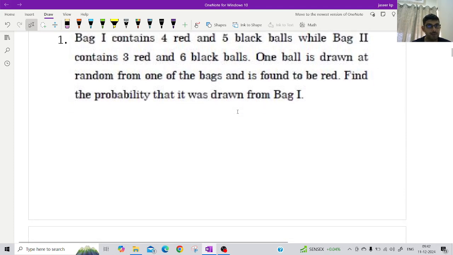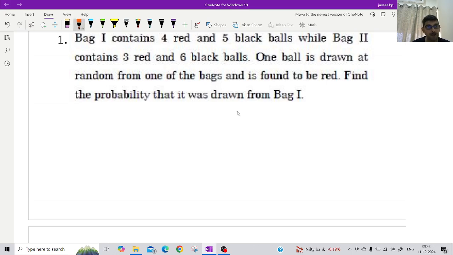So this is the first problem. Bag 1 contains 4 red and 5 black balls, while bag 2 contains 3 red and 6 black balls. One ball is drawn at random from one of the bags and is found to be red. So there are two bags and we are selecting one of the bags and we are drawing a ball, and we already got a red ball. Find the probability that it was drawn from bag 1.